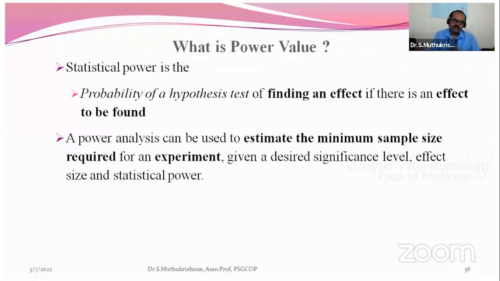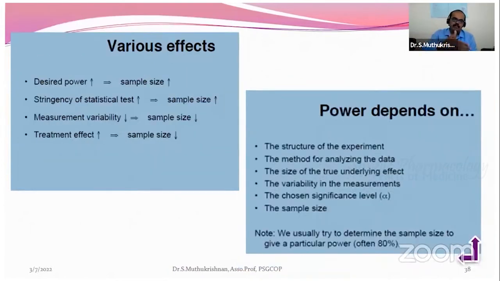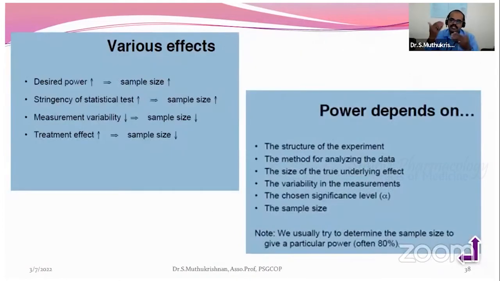So based upon the power value or n size, you can quote the animal numbers, because the power value gives the reliability and significance of your results. You can see here, 6 per group means the reliability is 70 power value. If each group size is 12, the power value increases to almost 94%. So the power value is directly proportional to the sample size. Whenever you increase the sample size, it gives a better power value. A high power value indicates high statistical significance. So you have to say all those things based upon this data.